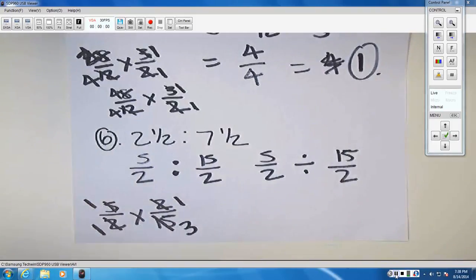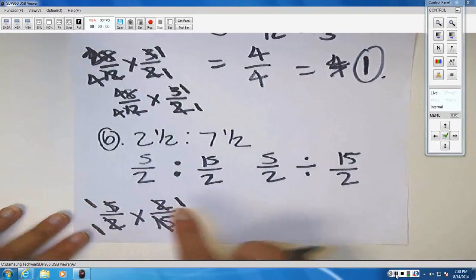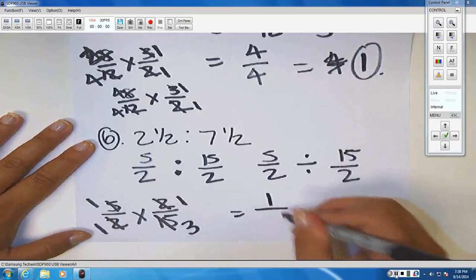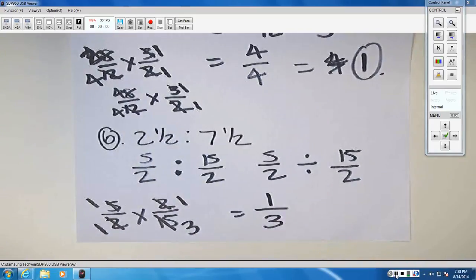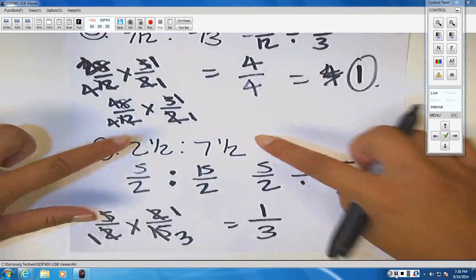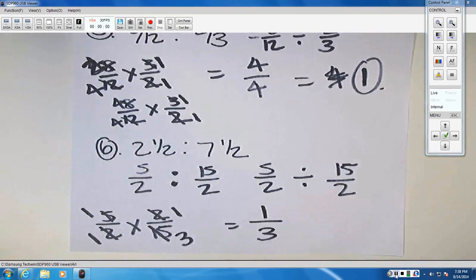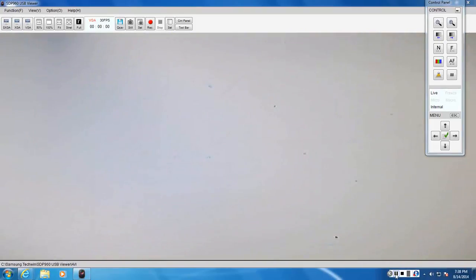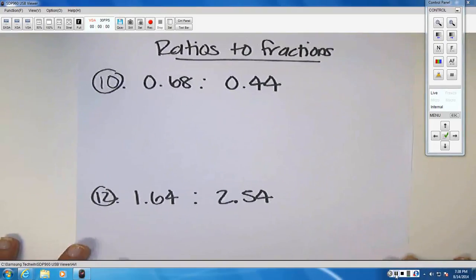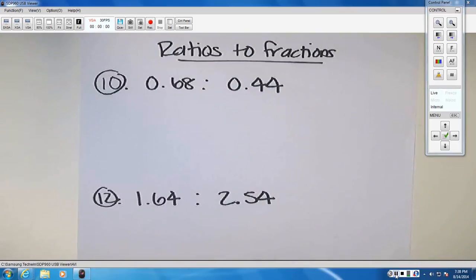And now I'm just going to multiply across. So 1 times 1 is 1. 1 times 3 is 3. And I'm left with 1/3. So that's taking this ratio and turning it into a fraction of 1/3. All right, let's do 2 more ratios to fractions, so we can practice working with decimals.